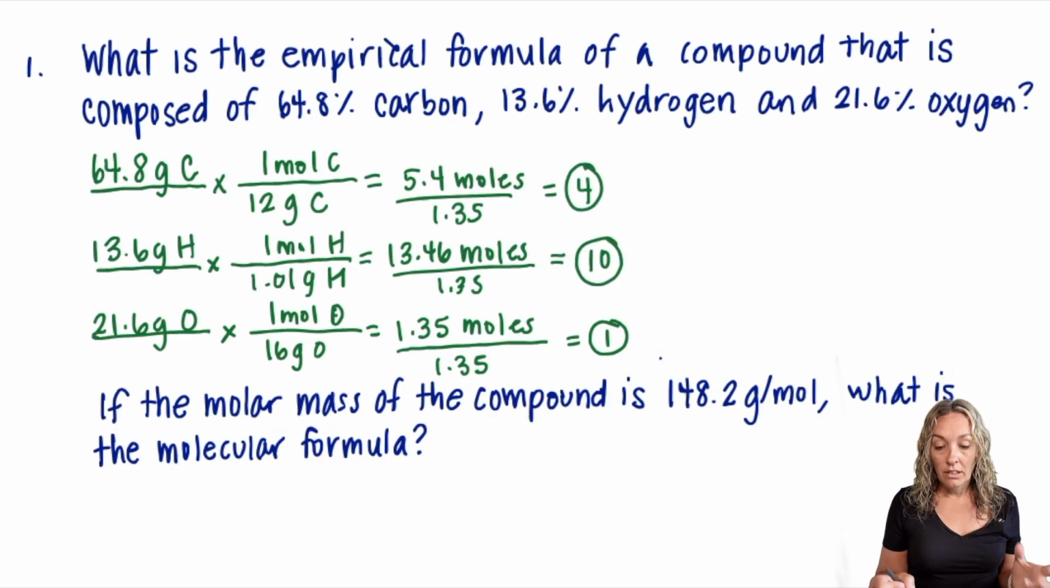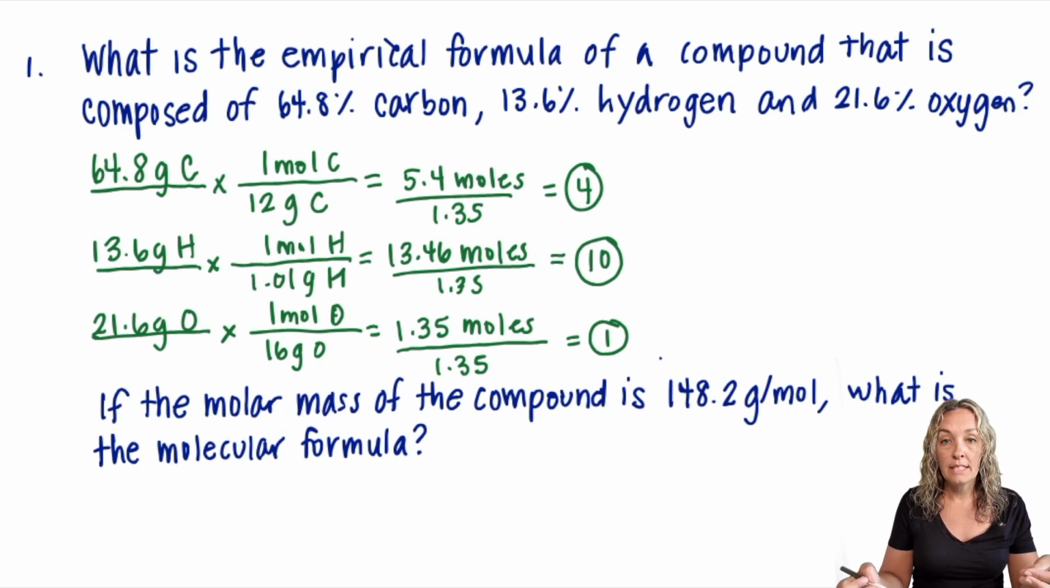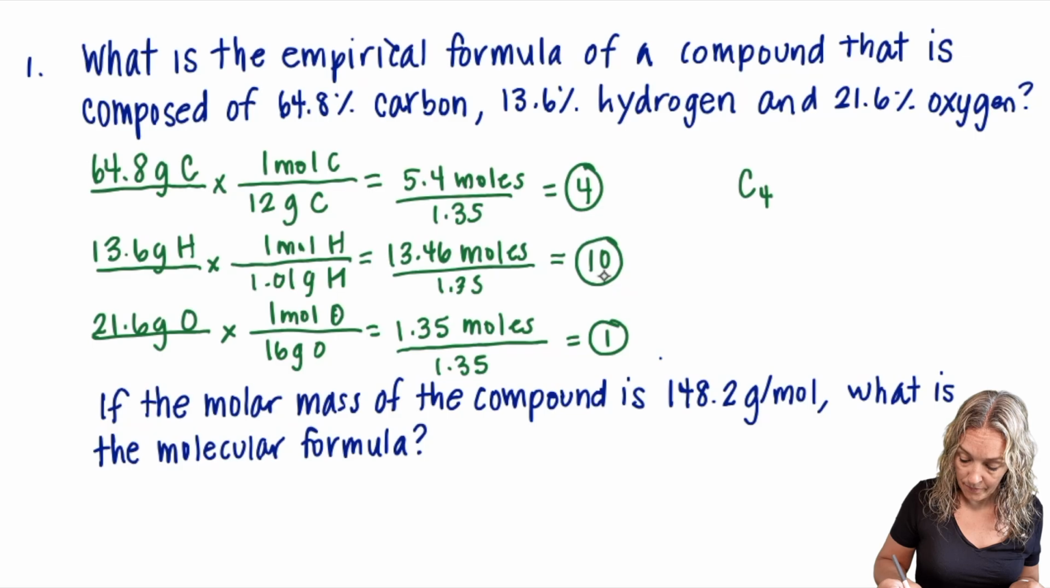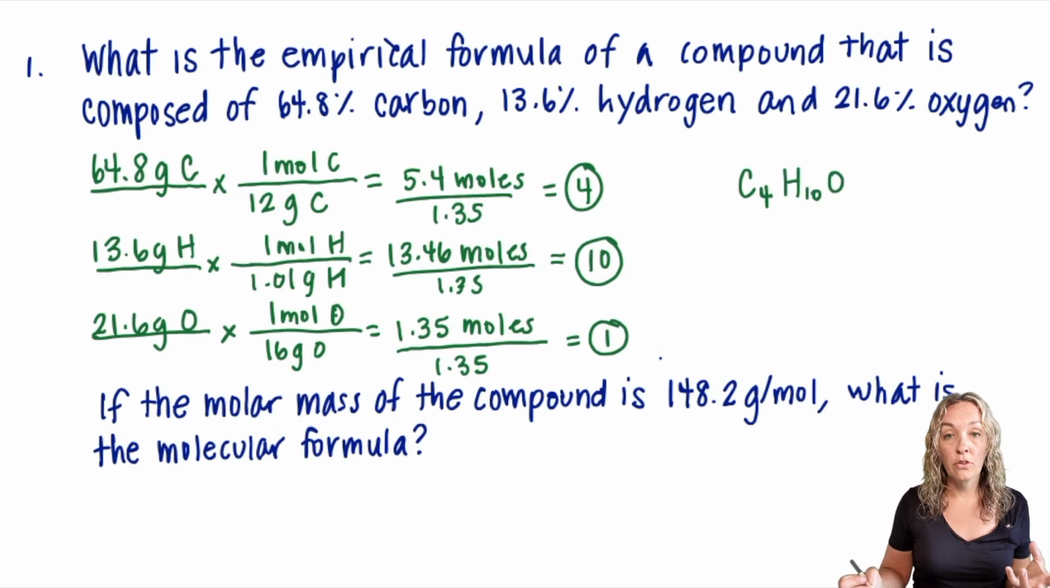All right, when I divide all of these numbers by 1.35, or the lowest number of moles, notice that it sets the oxygen to 1. So now I know that I have 1 oxygen for every 10 hydrogens for every 4 carbons. We are going to write this out as a formula now that we are in whole numbers. So there are 4 carbons. This tells me that there are 10 hydrogens, and there's only 1 oxygen.